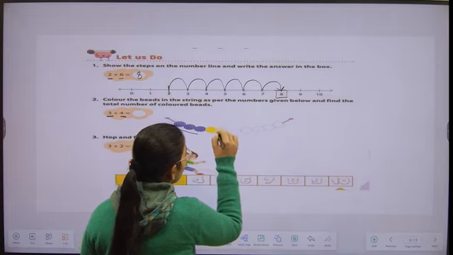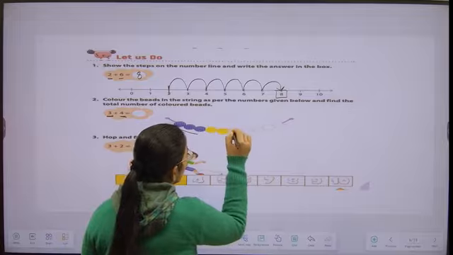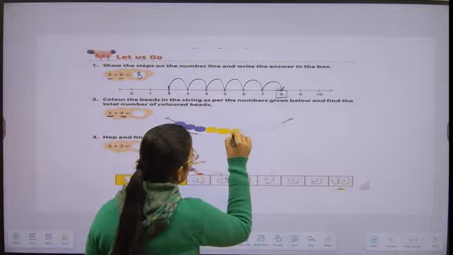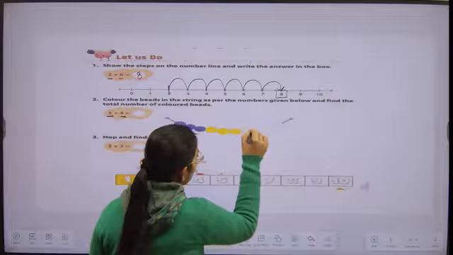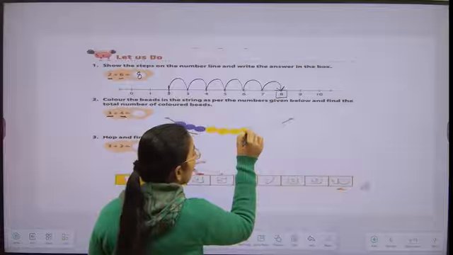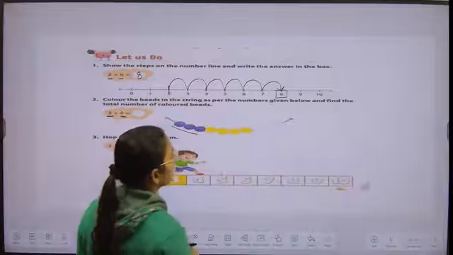This is our second yellow bead. After that, this is our third yellow bead. And this is our fourth yellow bead. You can select any other color of your choice. I like yellow color, so I am selecting yellow.